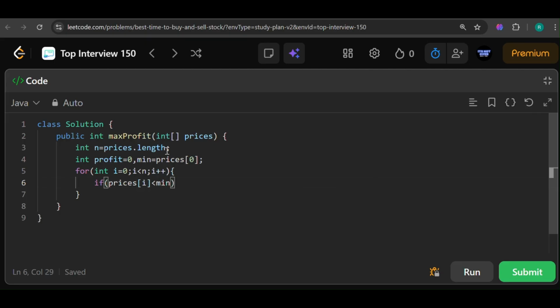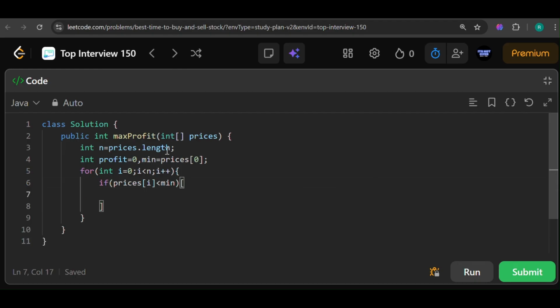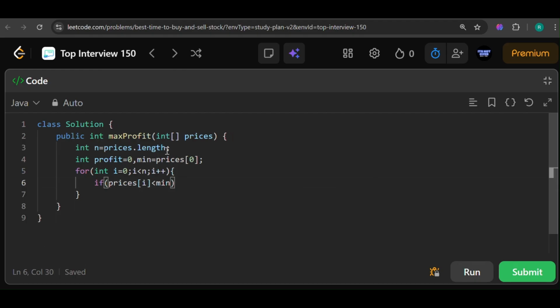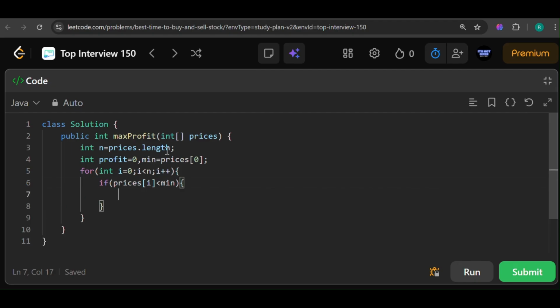If any element is lesser than my minimum element, suppose my minimum element is 6, so any value of my array that is lesser than my minimum value, then that will be my minimum value. Okay, wrong step, I just need a curly bracket. So then my minimum element will be prices of I. So this is my minimum element now.